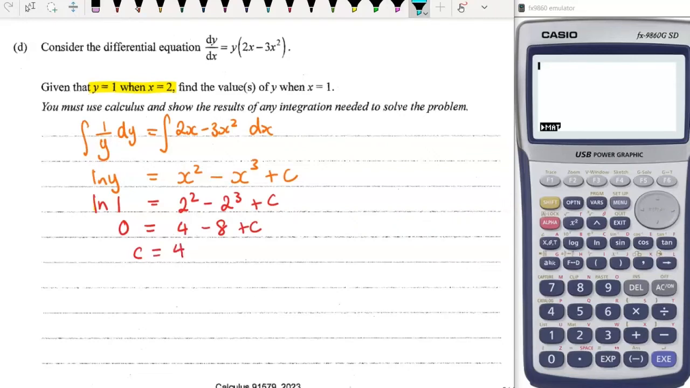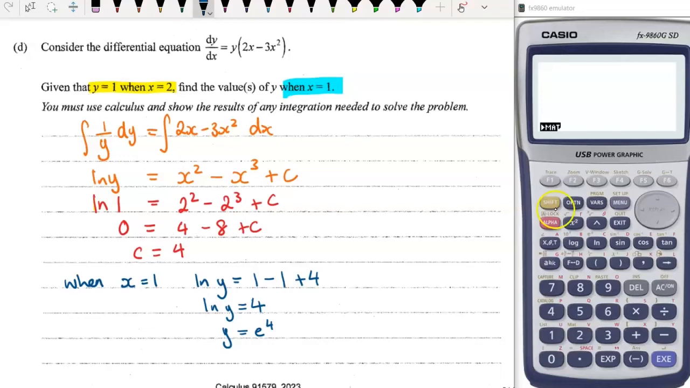Now we want to work this out when x is 1. So when x is 1, log y equals 1 minus 1 plus 4, just by subbing into the equation here where we've worked out that c is 4. So log y equals, 1 minus 1 cancels, so that's just 4. y equals e to the 4. And if we want that in decimals, that will be equal to 54.6. I imagine they'll give you the answer either way, 54.6 or e to the 4.